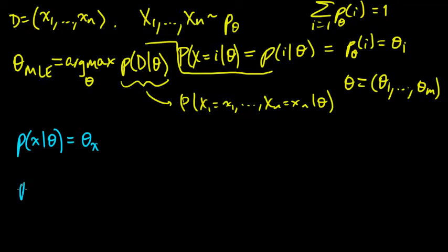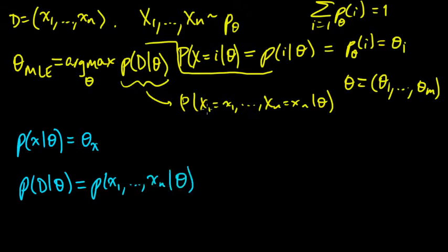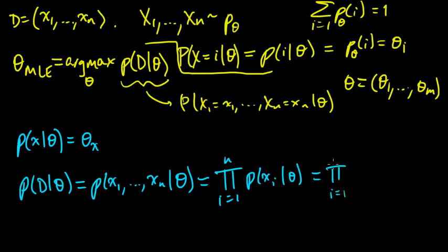Okay, that's good. And now what's P of D given theta? This is P of x1, x2, up to xn given theta, which is just a little shorthand. Because these random variables are independent, this factors as the product as i goes from 1 to n of P of xi given theta. And we can plug in this expression here. So this is the product of theta sub xi.